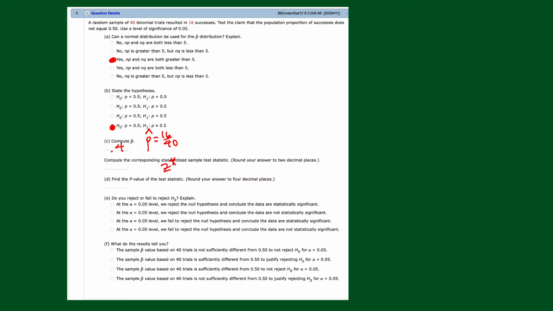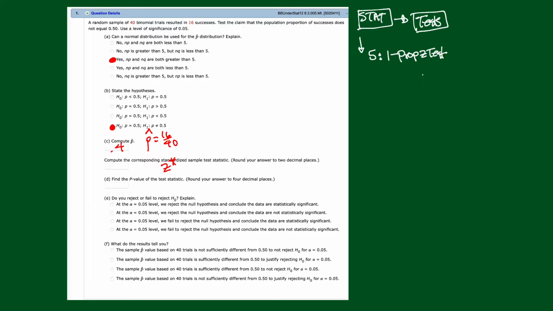So let's go right to stat. So press your stat key, and then you want to arrow over to tests, because we're going to run a test here. And then you want to scroll down to number 5. We haven't used this one yet. Number 5 says one-prop z-test, one proportion z-test. So we're testing one proportion with a z test statistic. So select number 5.